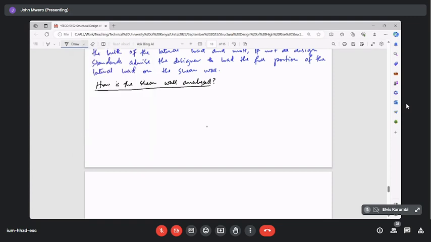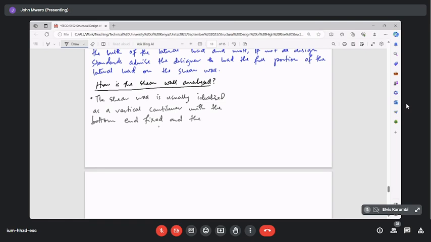That's where we start from, and we say that the shear wall is usually idealized as a vertical cantilever with the bottom fixed and the upper end free.